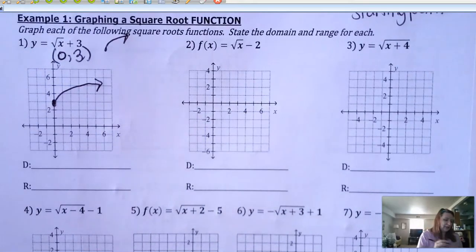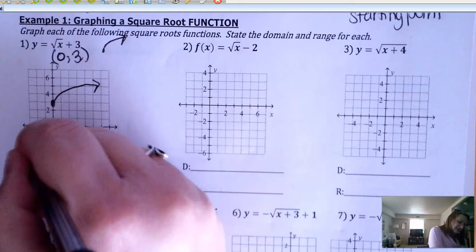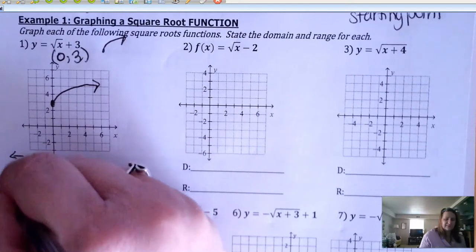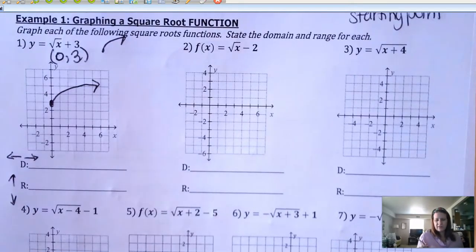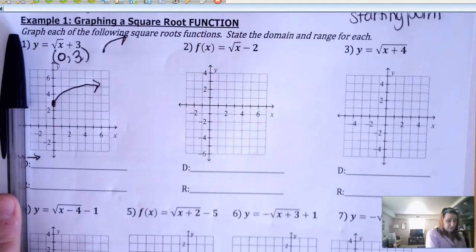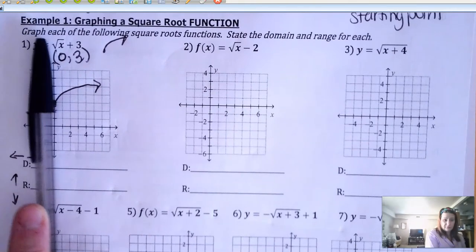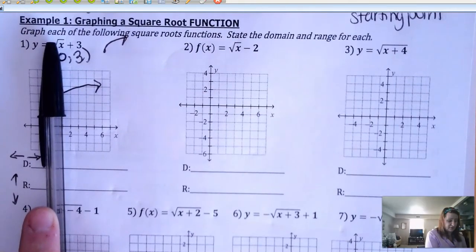Okay, domain and range. Domain is how you move left and right. Range is how you move up and down. Domain deals with x values, range deals with y values. Now here's the deal. If you're doing domain, come from the left side of the graph, and the first point you touch, and be real careful with this, I need the first x value you touch.